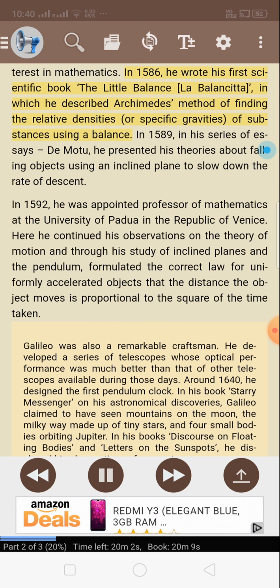In 1586, he wrote his first scientific book, The Little Balance, in which he described Archimedes' method of finding the relative densities, or specific gravities, of substances using a balance. In 1589, in his series of essays De Motu, he presented his theories about falling objects using an inclined plane to slow down the rate of descent.